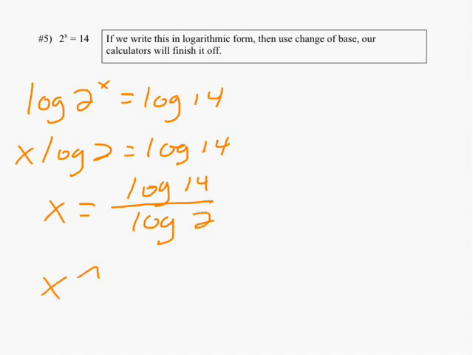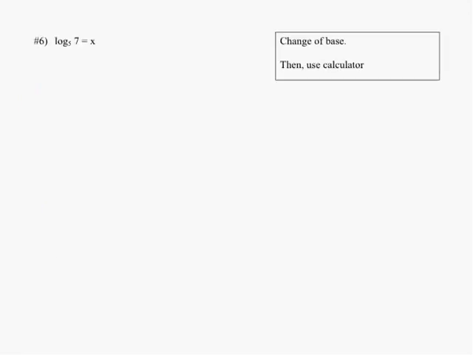Your calculator should give you approximately 3.81. So that one we do not write in interval notation because it's not an interval. Questions? Yep.